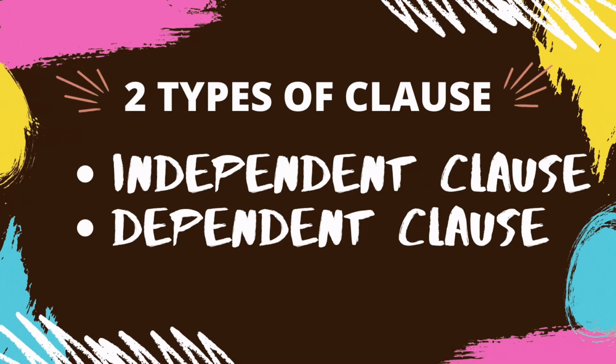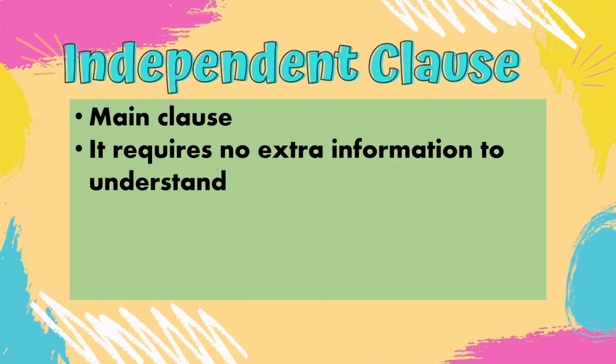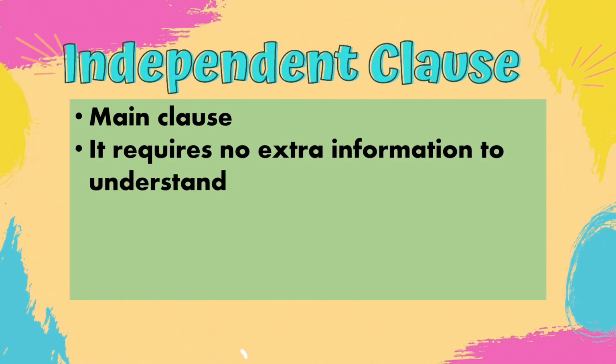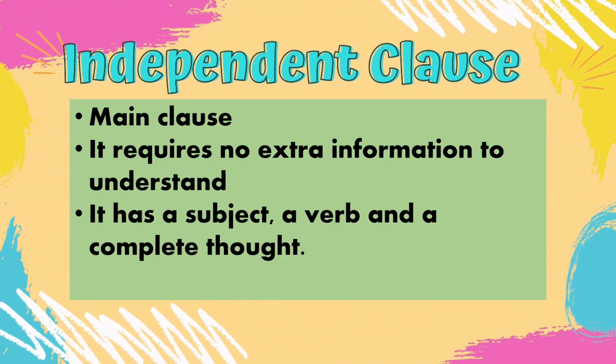There are two types of clause, the independent clause and the dependent clause. An independent clause is the one that can stand alone in a sentence. It is also known as the main clause. An independent clause requires no extra information to understand. It has a subject, a verb, and a complete thought.